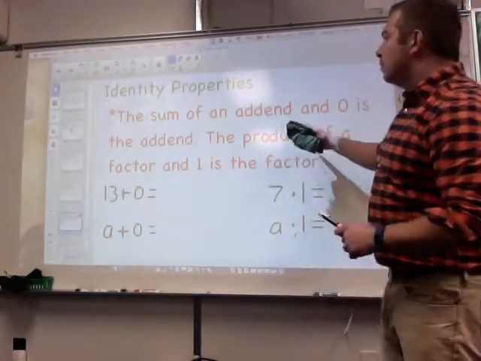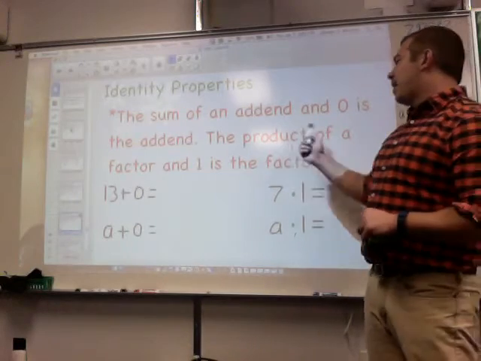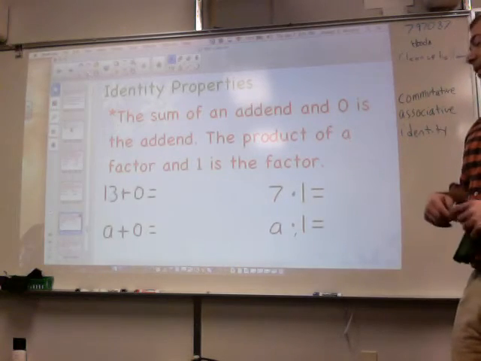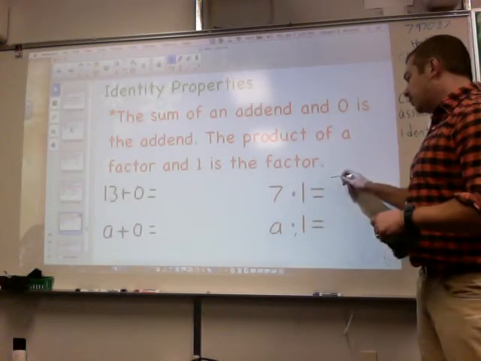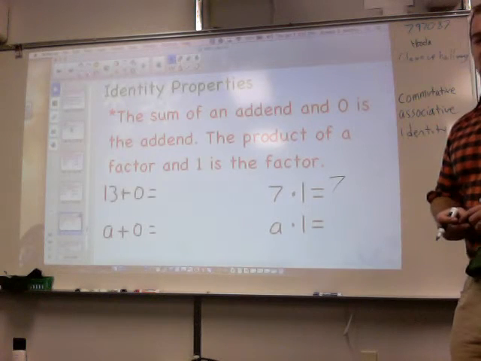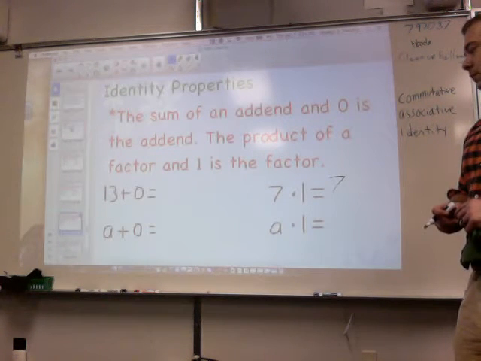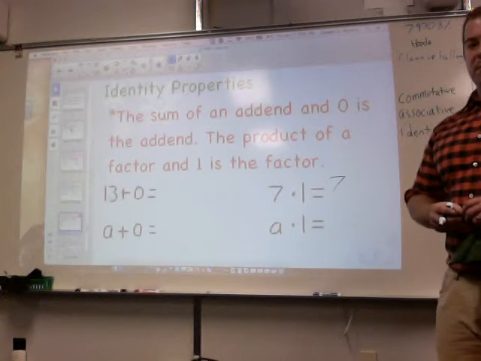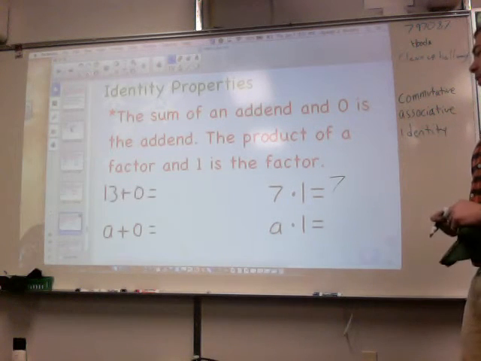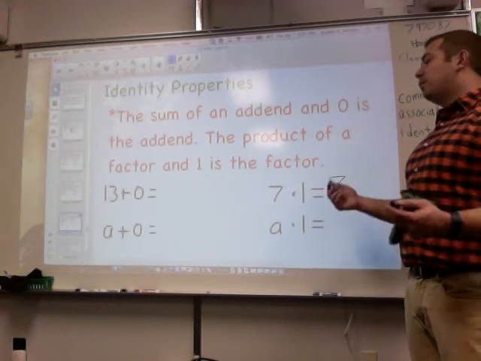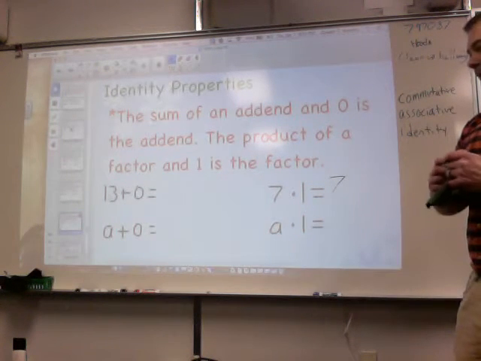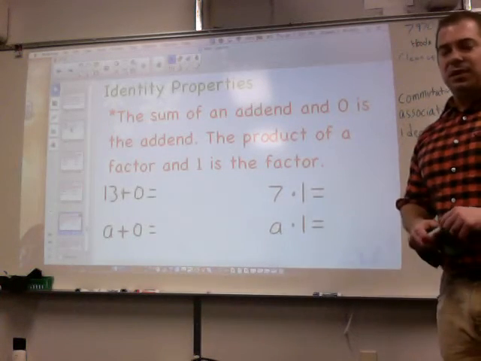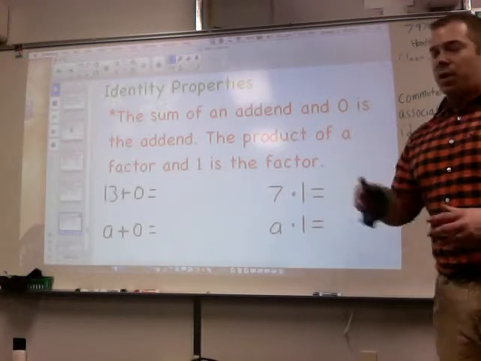Now, the second part of the identity property is the product of a factor, thing you're multiplying, and 1 is the factor. So 7 times 1 will equal 7. Anything times 1 will equal itself. A times 1 equals A. B times 1 will equal B. 1 billion times 1 will equal 1 billion. All right? So that's the identity property. Basically, the identity property is when the answer equals itself because you either multiplied it by 1 or you added 0 to it.